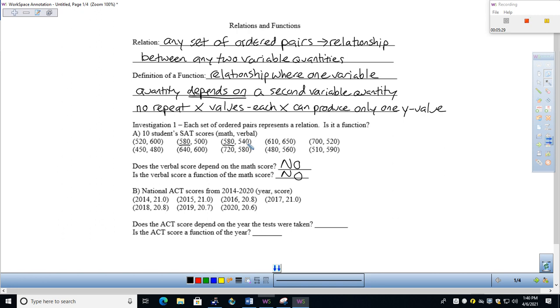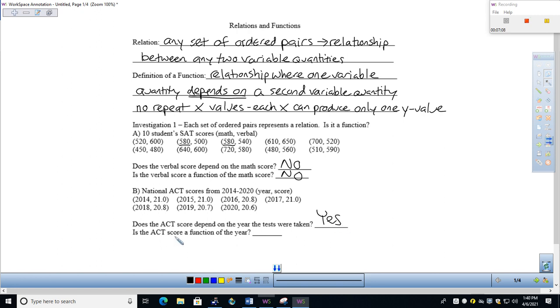Okay, very good. Now, letter B. So we've got this data here, ACT scores, and it looks like we've got 1, 2, 3, 4, 5, 6, 7 different years. Does the ACT score depend on the year the tests were taken? If I look at this 20.6 that I'm circling, is that number dependent on the fact that students took the test in 2020? Absolutely. Is this 20.7, that overall score, dependent on the fact that those students took it in 2019? Absolutely. These scores are dependent on the year the tests were taken. And so we would say one depends on the other.